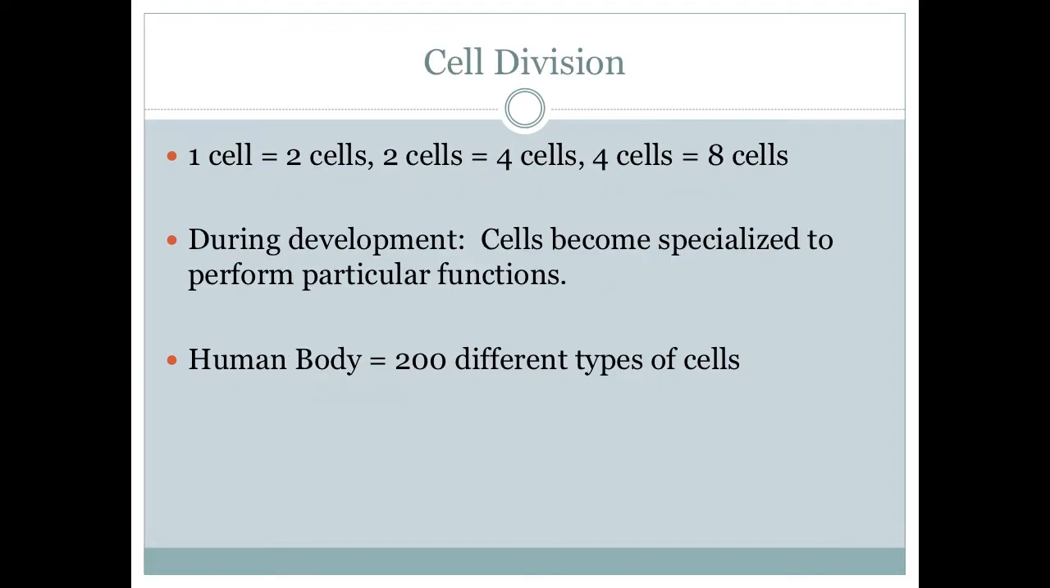In cell division, you would start out with one cell, and that one cell would divide and create two cells, and those two cells would divide again and create 4 cells. Those 4 cells would then divide and create 8 cells, so on and so forth. During development, cells become specialized to perform particular functions. In the human body, there are over 200 different types of cells that have different jobs to carry out.